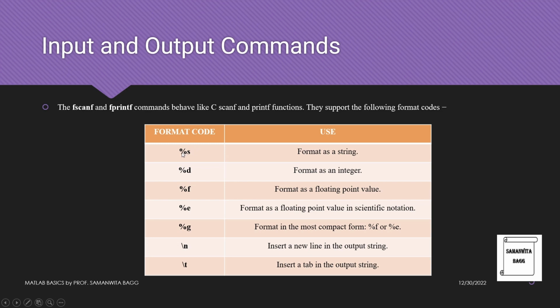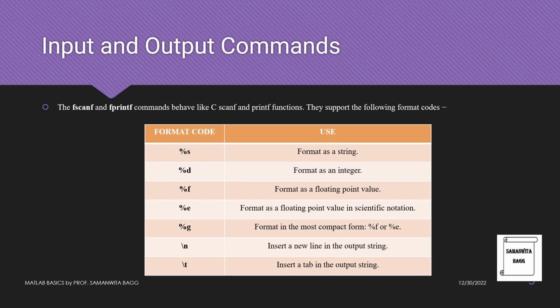Now we will see a few more format codes that are used for input and output commands. Suppose if you are writing %s, this will format as a string, which means when you write %s and a particular variable A, say I write A = earth, and I write down somewhere I want to print %s A. Instead of A, what will appear is earth. So when you want to use a string, you're going to use %s.